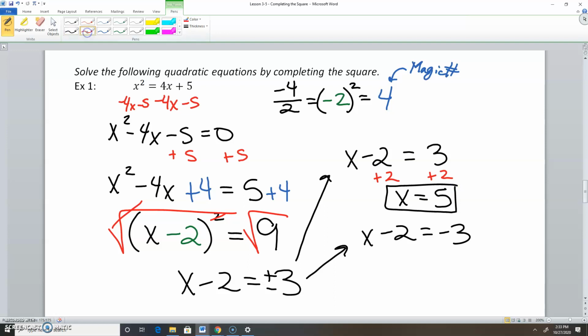And then I am going to add 2 to both sides of the equation. When I do that, that gives me x equals negative 1. And those are my two answers. Okay? So, that's example 1.